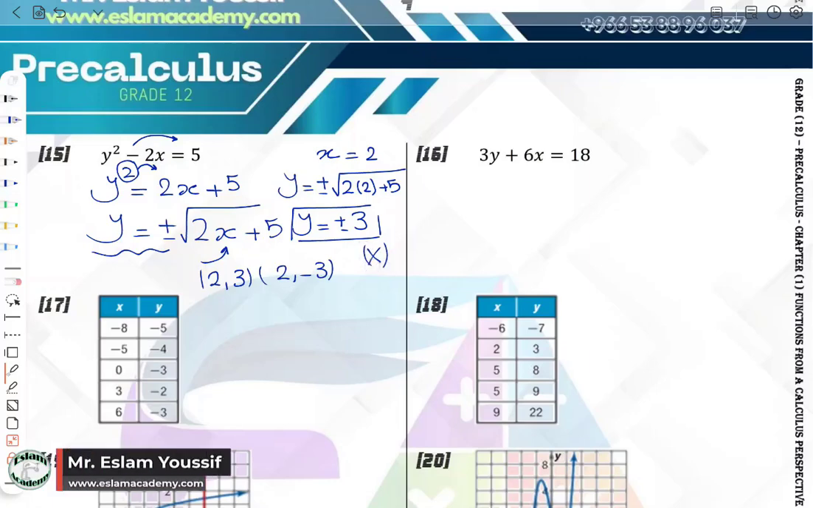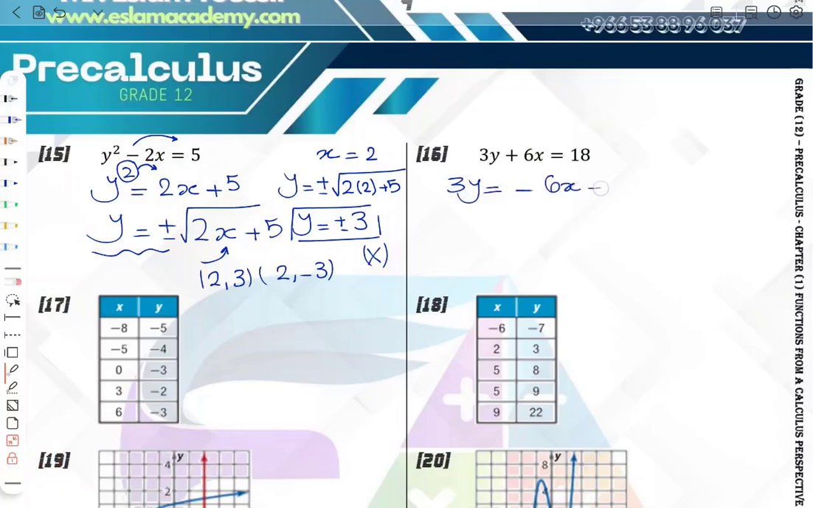But in question number 16, if I need to solve for y, then 3y will be equal to negative 6x plus 18. Then I will divide by 3. Then y will be equal to negative 2x plus 6. For each value of x, there is exactly one value of y. So this relation is a function.